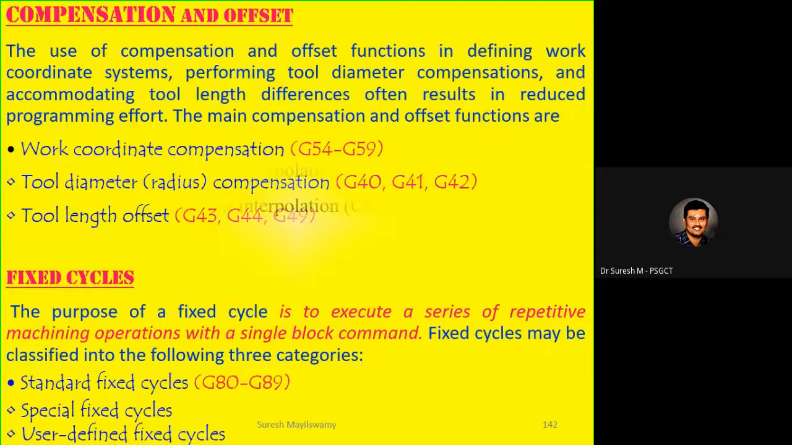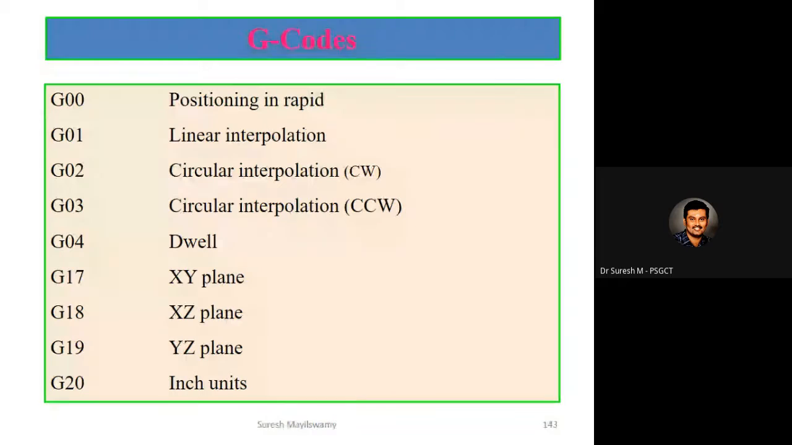So we will see G codes one by one. G00 is a rapid traverse, 01 is a linear interpolation, 02 is a circular interpolation clockwise. If you need to move the cutting tool in a CNC lathe or a machining center in a clockwise direction, you have to use the command G02. In the same way, circular interpolation in the counterclockwise direction is G03.